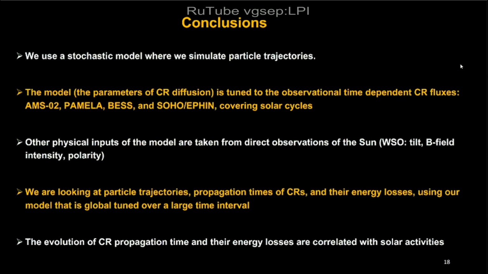So, to conclude, we used the stochastic model to simulate particle trajectories. We modified this as a function of time, and the parameters of the cosmic ray diffusion are tuned to the observed time-dependent cosmic ray fluxes. We use AMS, Pamela, and BESS to cover more solar cycles. The other physical inputs came from solar physics and solar observatories. We looked at particle trajectories, the propagation time of cosmic rays, and their energy loss using our model globally tuned over a larger time interval. Finally, the evolution of cosmic ray propagation time and their energy losses are correlated with the solar activity.